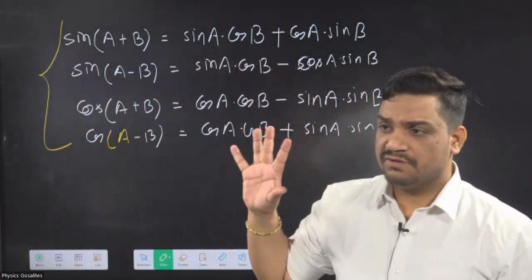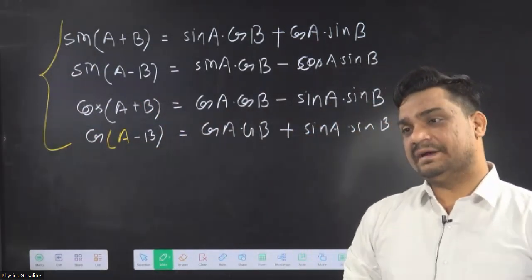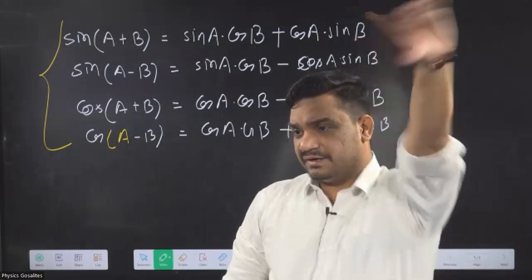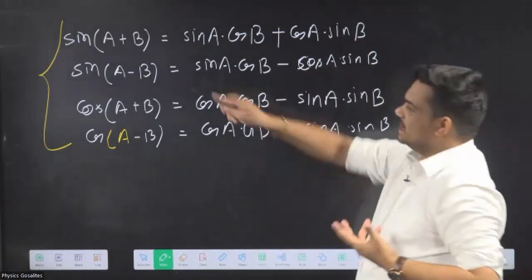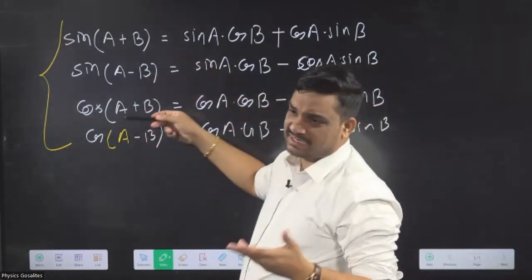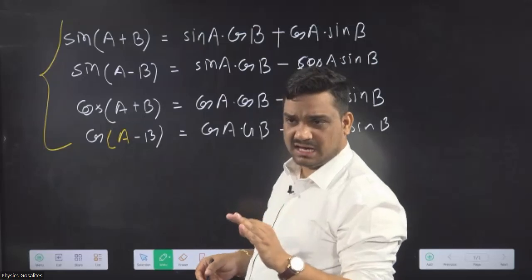Okay. Everyone remembers these things? Okay. I need tan a plus b and tan a minus b. If I divide sine and cos, we will get the tan.